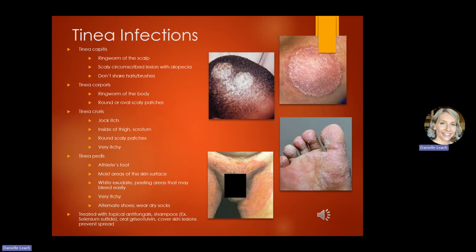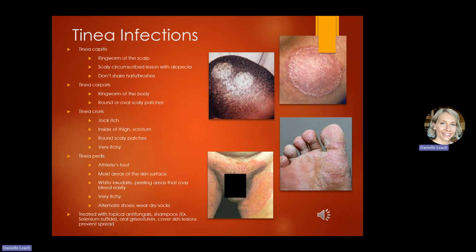Sometimes there's a white exudate, but almost always there's peeling areas that may bleed very easily. Sometimes it can just look like very dry skin. It's usually very, very itchy. So interventions for this, more topical antifungals, alternating shoes, and changing socks. So if a person does have sweaty feet for whatever reason, making sure that they are changing their socks and putting on different shoes also.